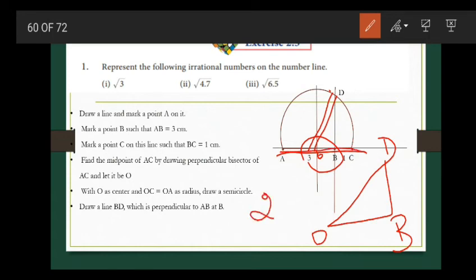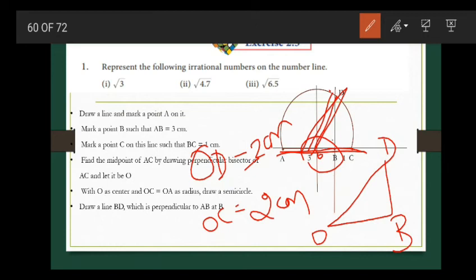2 units, 2 centimeter. OC is equal to 2 centimeter as well as OD. Since OD is the radius, OC will be equal to OD. OD is equal to 2 centimeter. We need the value of OB. BC is 1 centimeter and OC is 2 centimeter. So OB will be 1 centimeter, right? OB is equal to 1 centimeter.